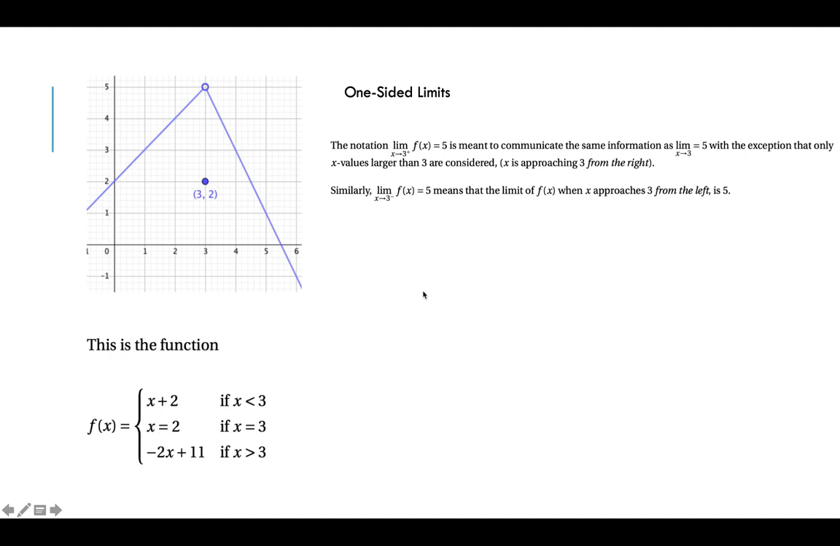All right, since the limit as x goes to 3 from the right and the limit as x goes to 3 from the left are both 5, then the limit of f of x as x goes to 3 is 5. Now, notice this is one of those cases where f of 3 is not equal to the value of the limit. f of 3 is 2, but that's okay.